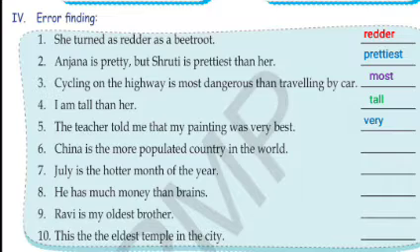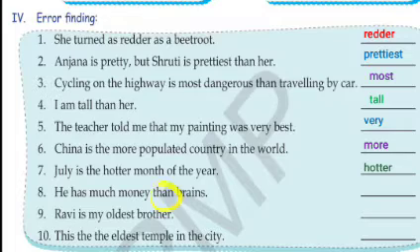Next, number 6, China is the more populated country in the world. This word the shows that it should be superlative. So more is wrong. Here should be most. Number 7, July is the hotter month of the year. Again this the shows that it should be superlative. So in place of hotter it should be hottest. So what is the error here? Hotter.